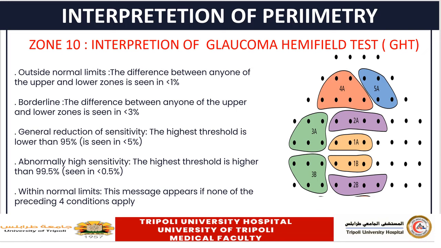And abnormal high sensitivity, that is usually seen with a high false positive rate, when the highest threshold is higher than 99.5%, seen in less than 5% of the normal population. So there is an increase in the sensitivity in 1 point by more than 99.5% of the normal population. And within normal limits, if the above 4 criteria are not fulfilled, it is regarded as normal. So this is how we interpret the glaucoma hemifield test.